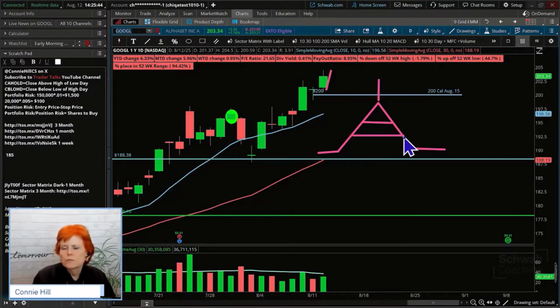The option was due to expire Friday. And so we had a choice. We could just buy back that short call or just close the trade altogether. I chose to close the trade altogether because that was our intent when we got into it. So nice little profit there. Actually, I said $445 on Google. Yeah, it was a $450 profit, not including commissions and fees.